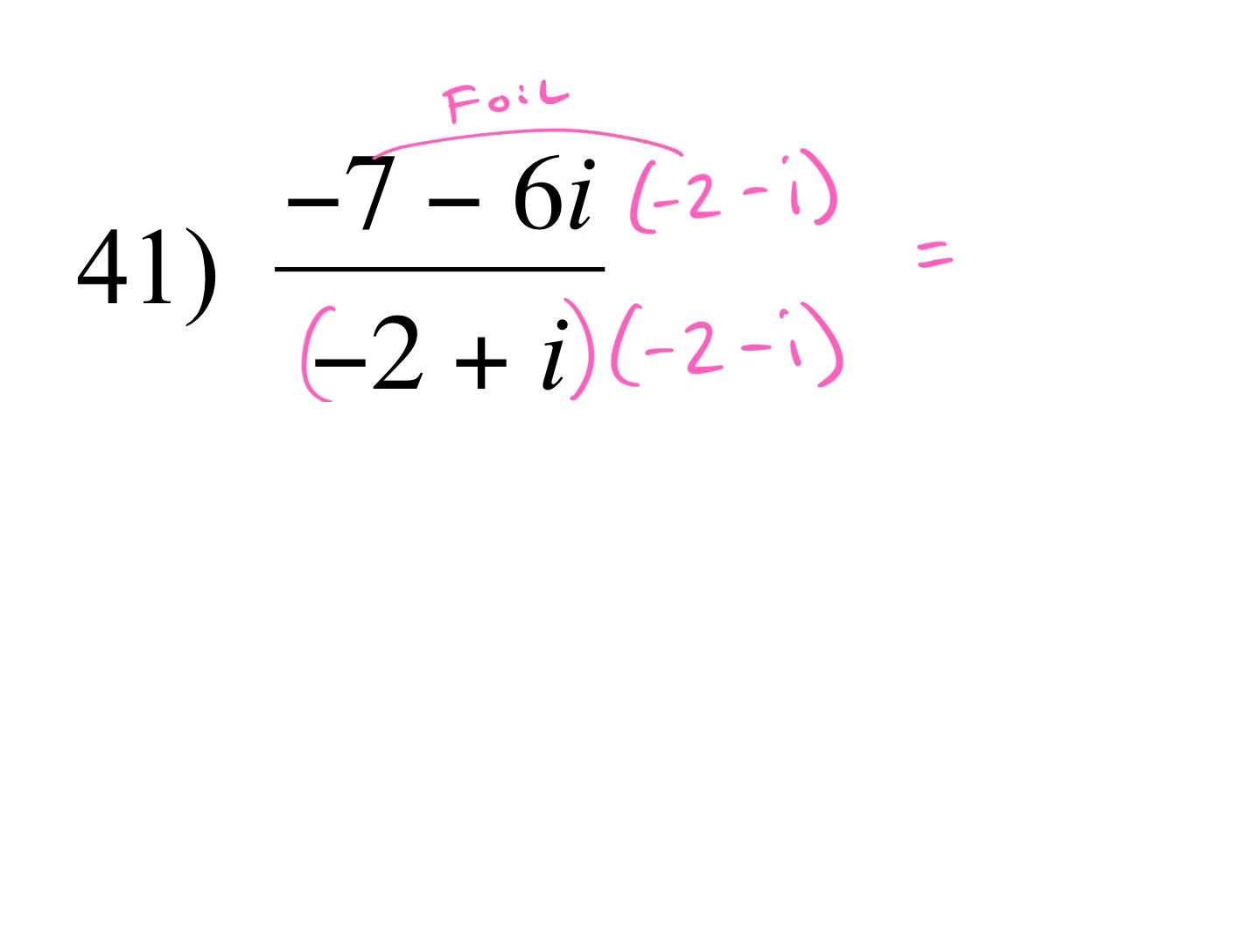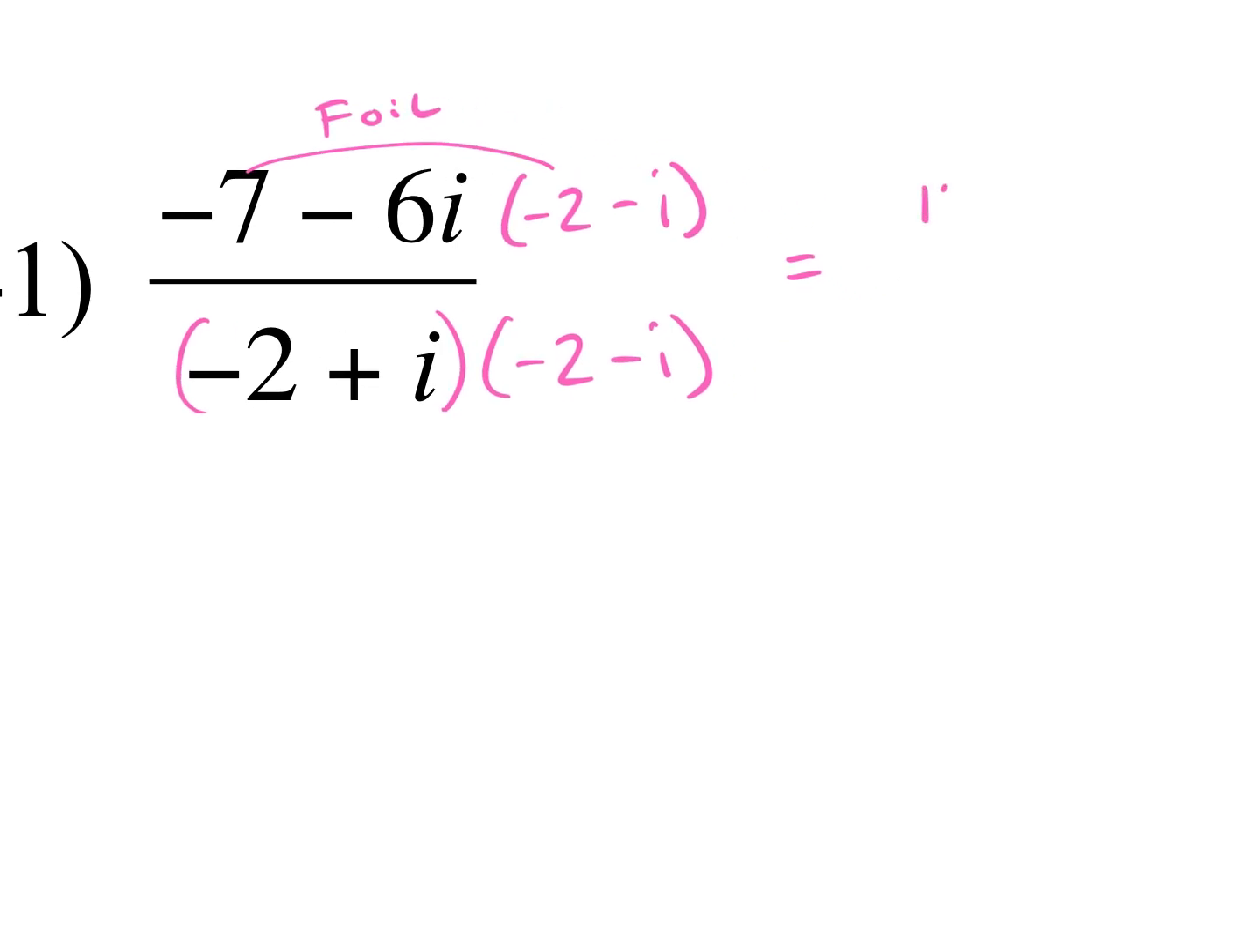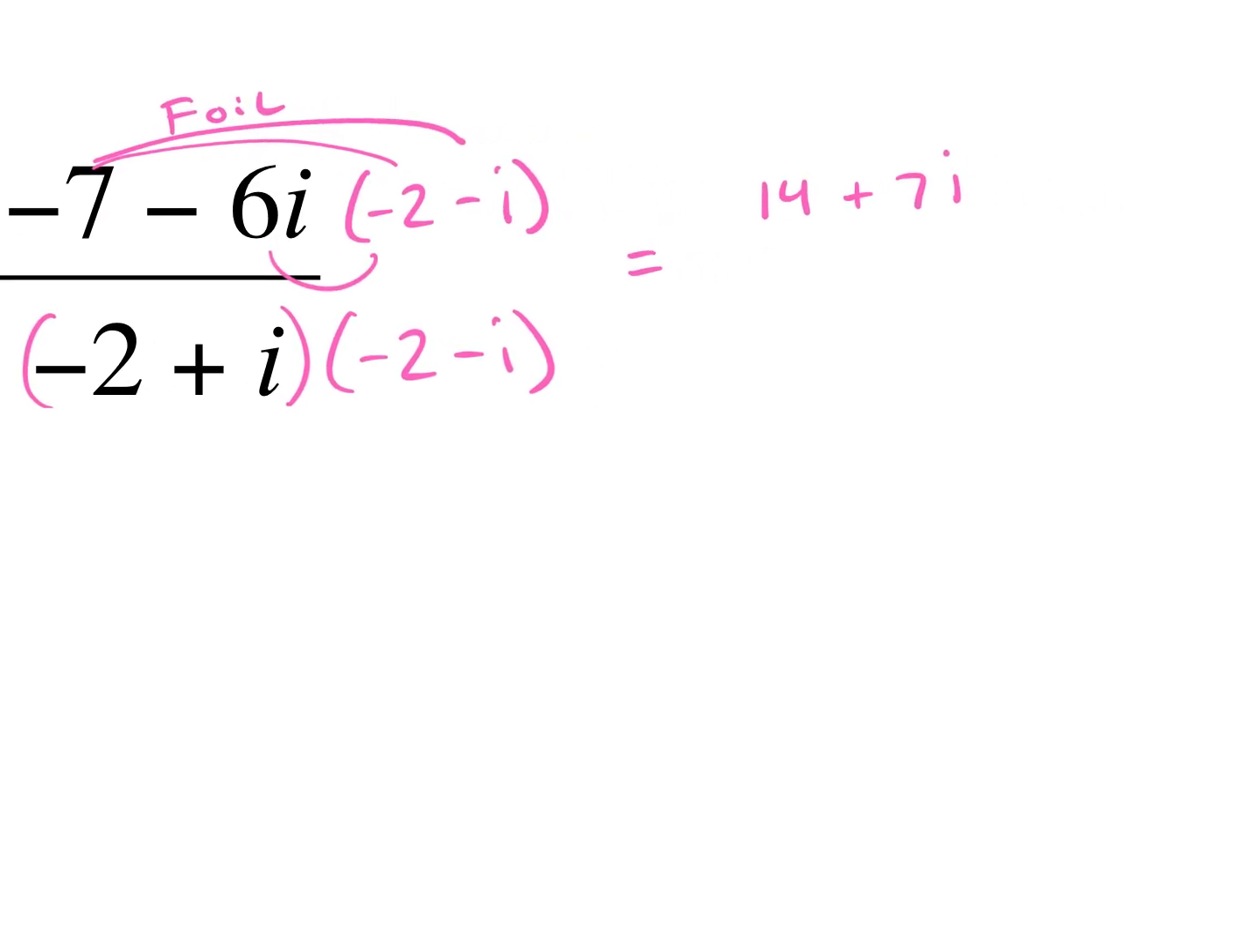So negative 7 times negative 2 would be 14. Negative 7 times negative i would be plus 7i. Negative 6i times negative 2 would be plus 12i. And negative 6i times negative i would be plus 6i squared.